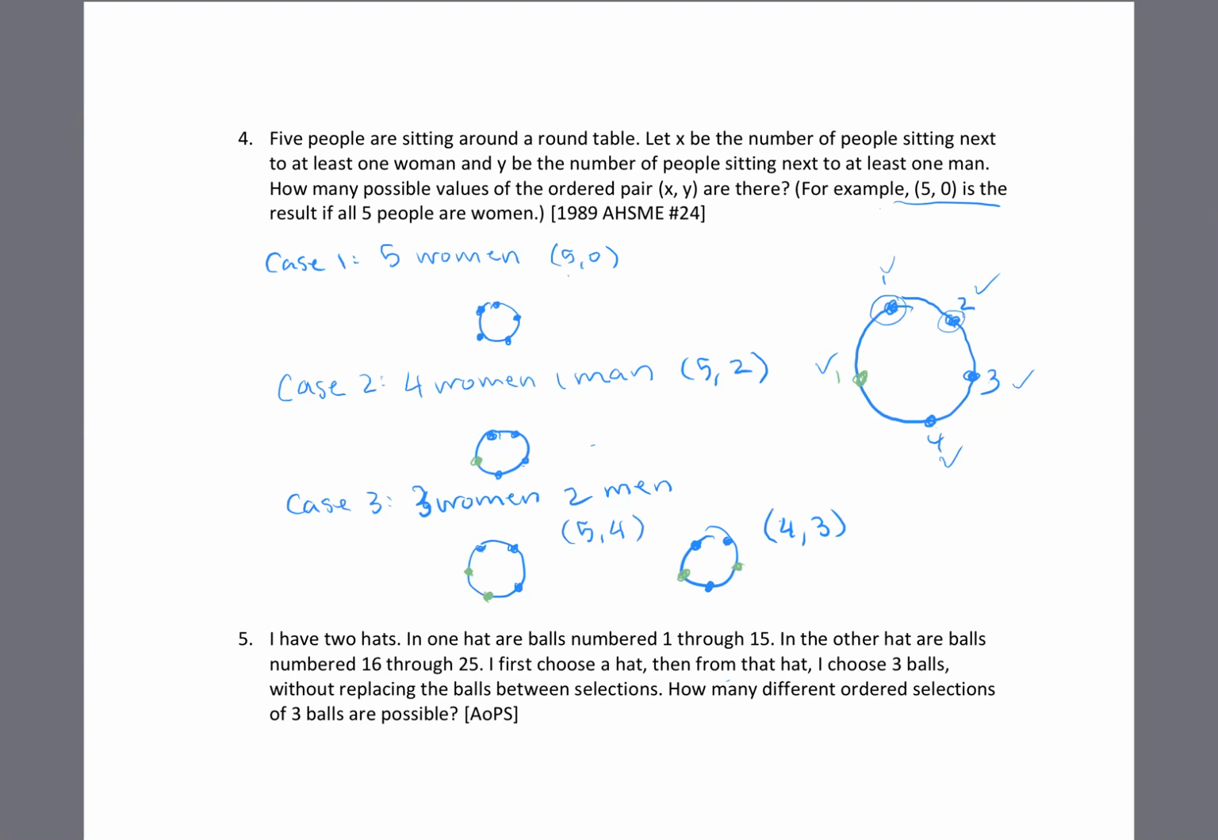And then for the people seated next to a man, woman 1 is seated next to man 1. Woman 2 is not seated next to any men because the 2 people beside her are both women, so she doesn't work. Woman 3 is basically the same thing by symmetry. So only woman 1 and woman 4 are seated next to the man. Does that make sense?